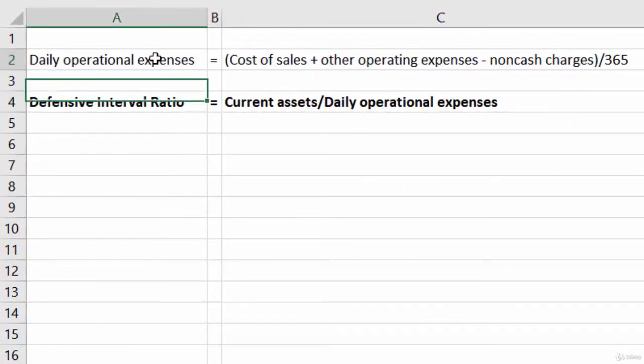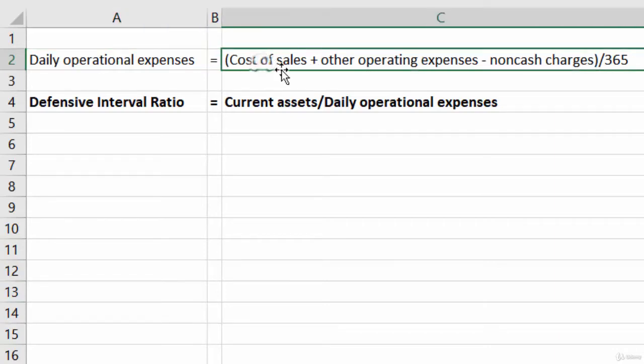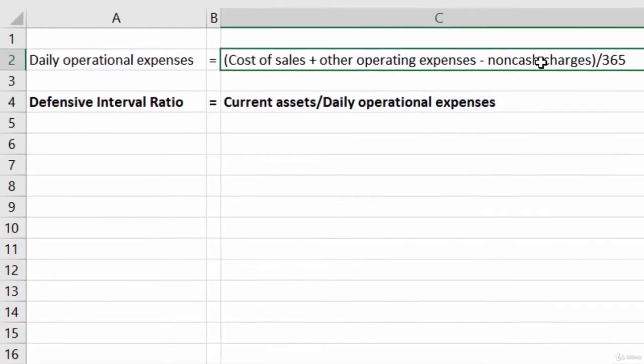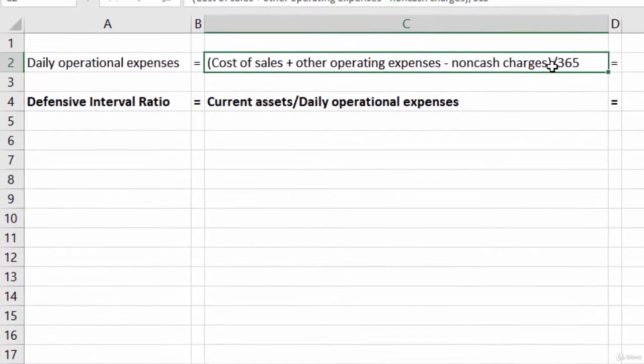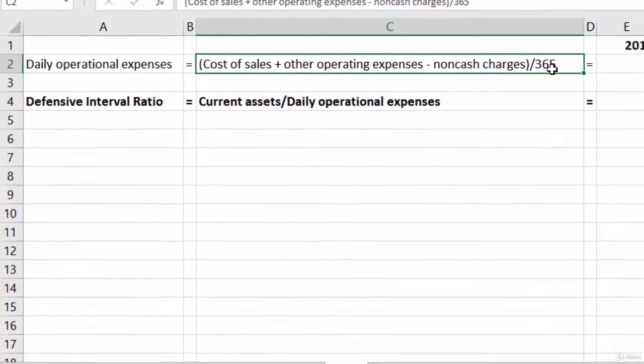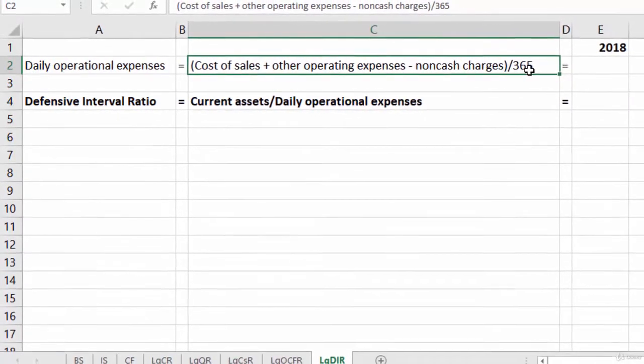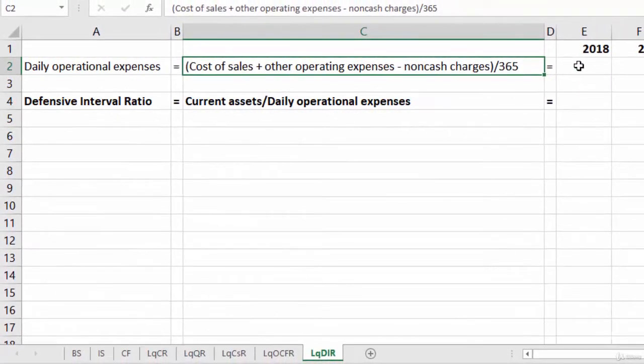To calculate the daily operational expense, we have to take the total operational expenses of the year, which is possible by adding the cost of sales and the other operating expenses, and after that deducting the non-cash charges that have been made in the income statement. So we get the total operational expenses of the year. Then, because we have 365 days in a year, we will divide the total operational expense of the year by 365. Let us calculate the daily operational expense first for the year 2018.